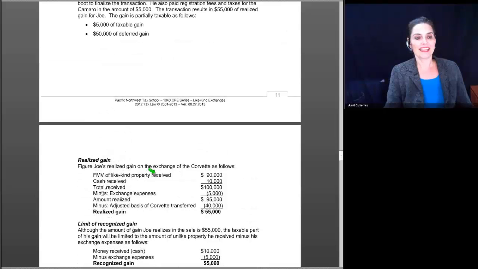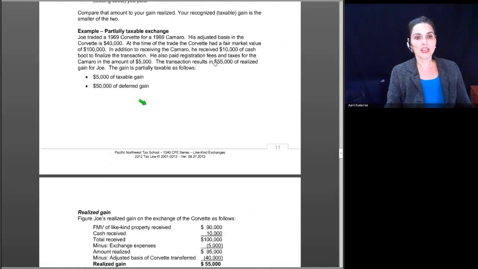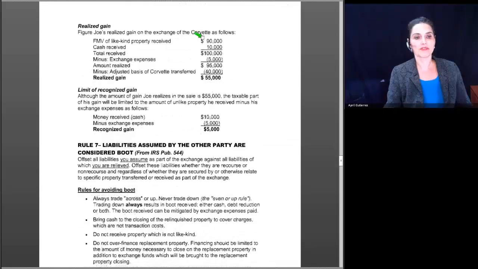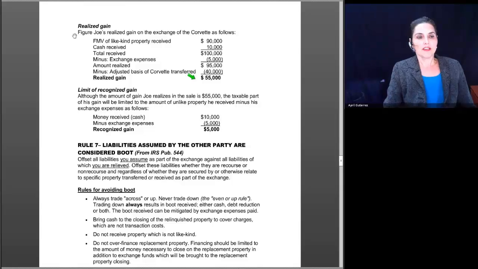So let's look at the realized gain and how we ended up with that number. I've told you that we have $55,000 of realized gain, but here's the formula on how to get there, and this comes out of the instructions in IRS publications. Figure Joe's realized gain on the exchange of the Corvette as follows. Take the fair market value of the like-kind property received, in this case $90,000, and then add to that the cash received to get the total received, which is $100,000. You then subtract out the exchange expenses of $5,000, and you end up with the amount realized from the trade, $95,000. Then you subtract out the adjusted basis of the Corvette that was transferred of $40,000, and you're left with the realized gain again of $55,000.